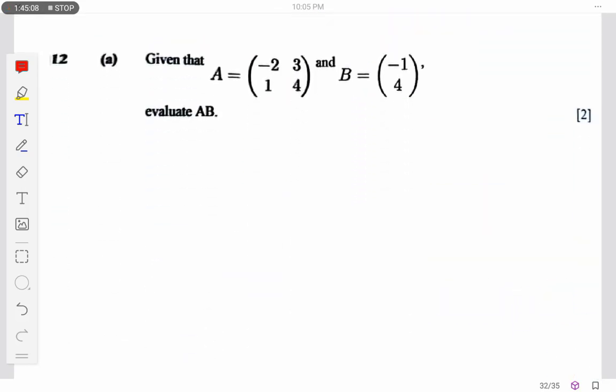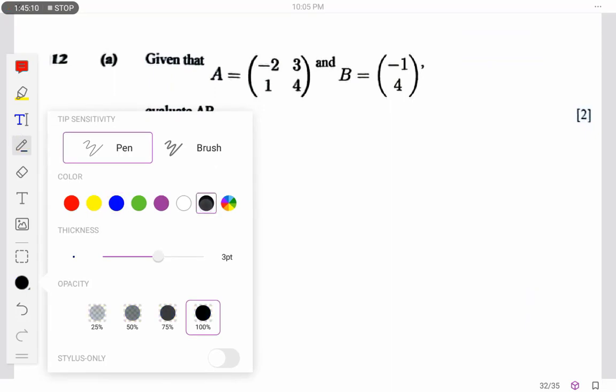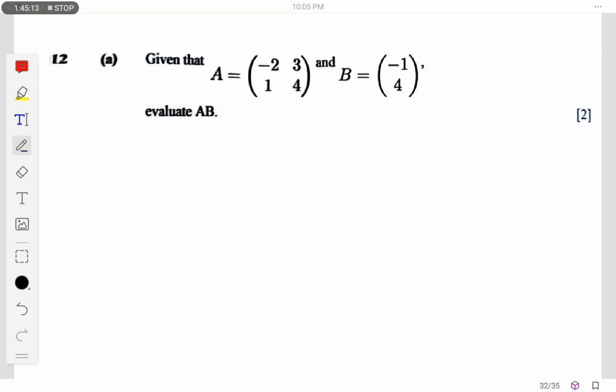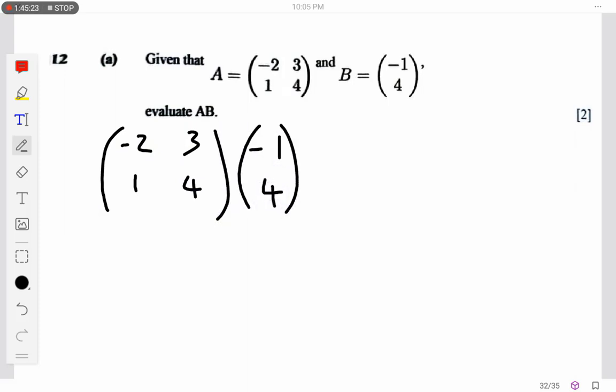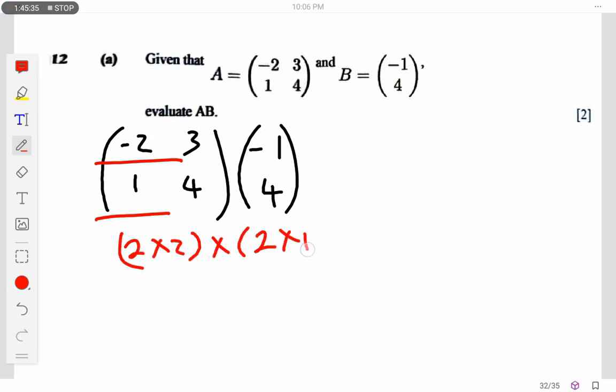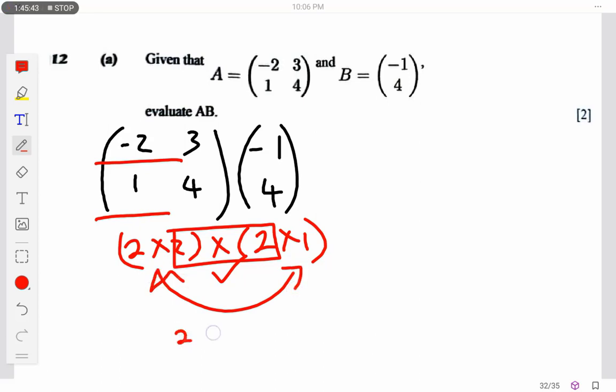Oh, this is the last question. Okay, this one we are given this and they want us to evaluate AB. So what you do first is this, you write minus 2, 1, 3, 4, minus 1, 4. Then you check if you are able to multiply. So you can say, how many rows do I have? 2, by how many columns? So it's a 2 by 2 matrix times a 2 by 1 matrix. So these values are the same, so it means you can multiply. Then your answer is going to be a 2 by 1 matrix.